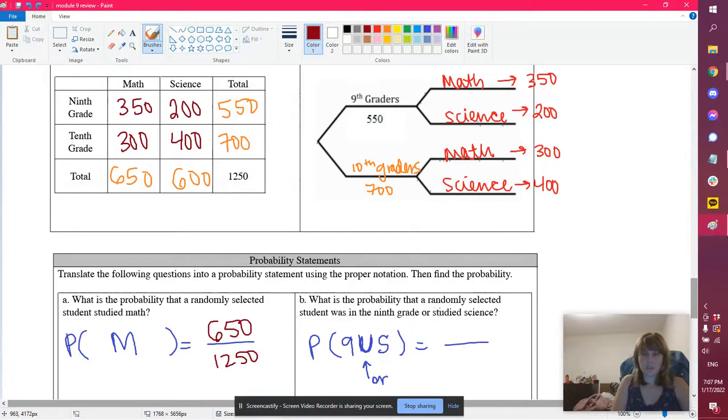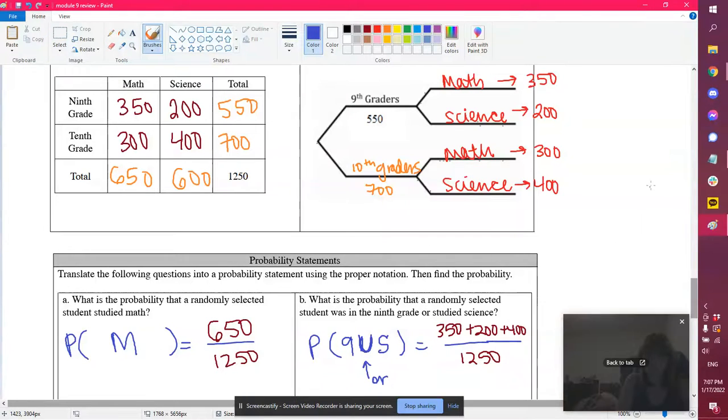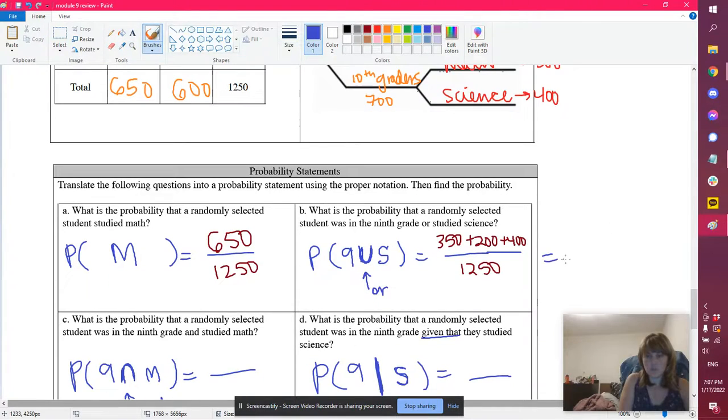What's the probability that a randomly selected student was in the 9th grade or studied science? Or means we're going to add three things together. So it's all the 9th graders, all the scientists. We're going to add those together. It's going to be 350 plus 200 plus 400 out of 1250. Out of 1250, because there's no bar, there's no given that. So this one's 1250. This one is 950. Nice.